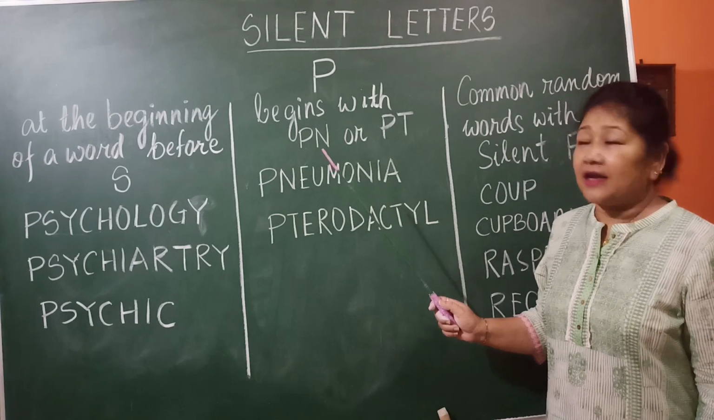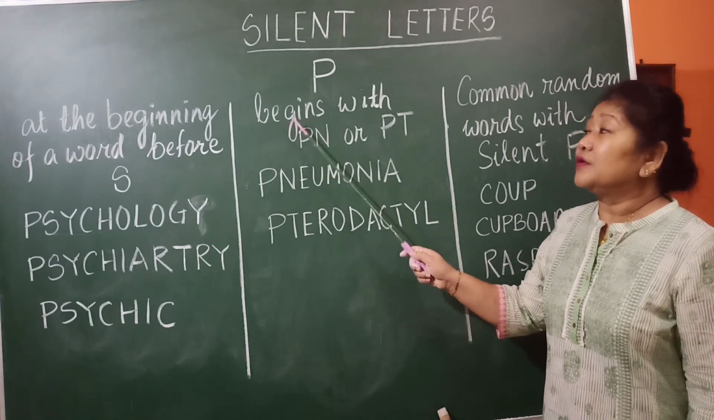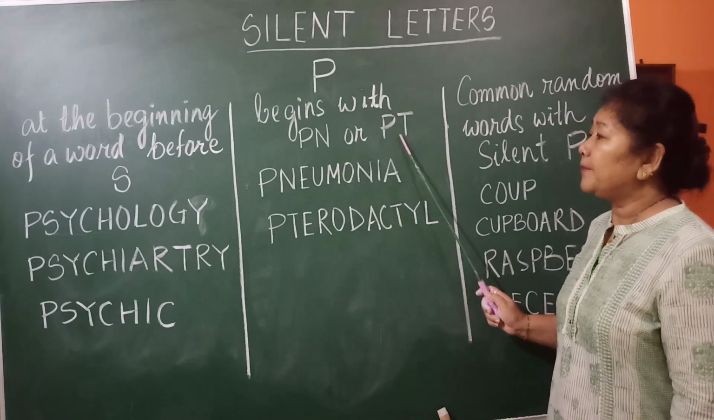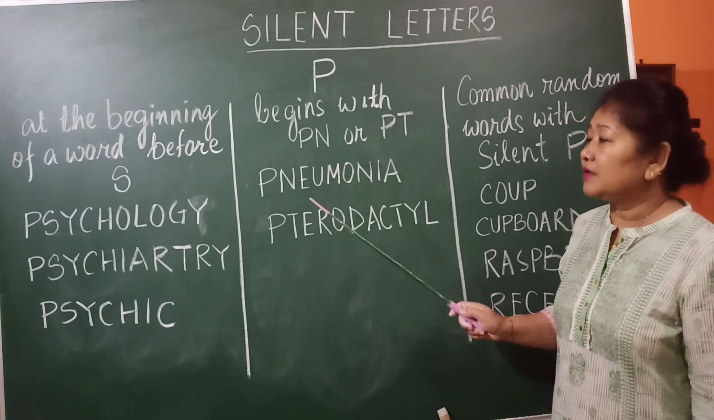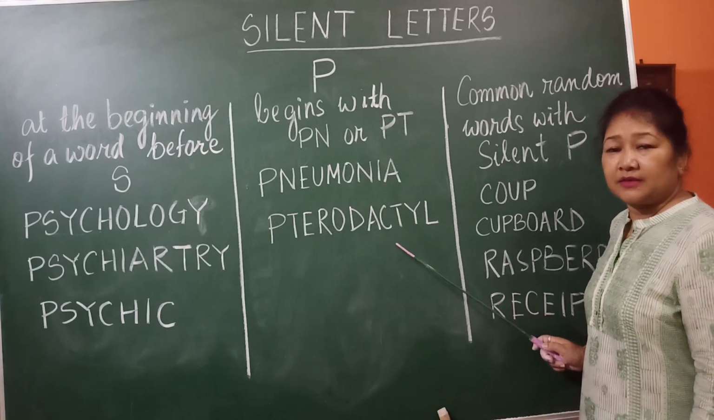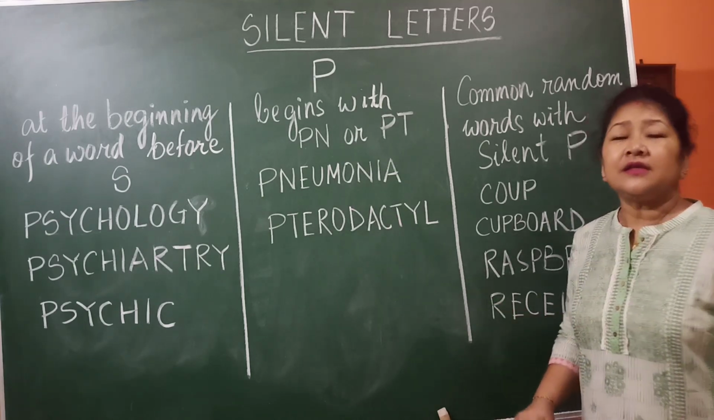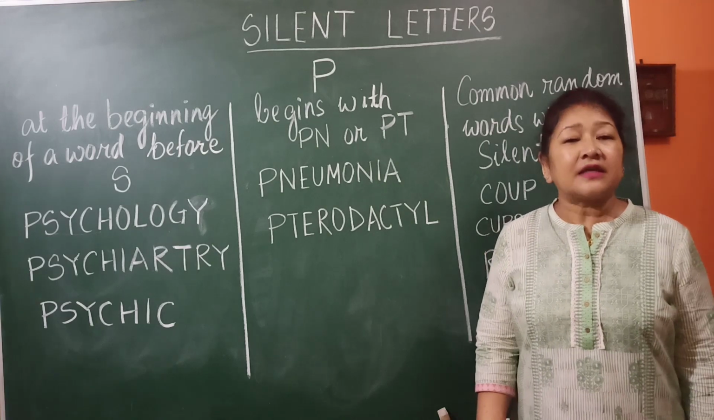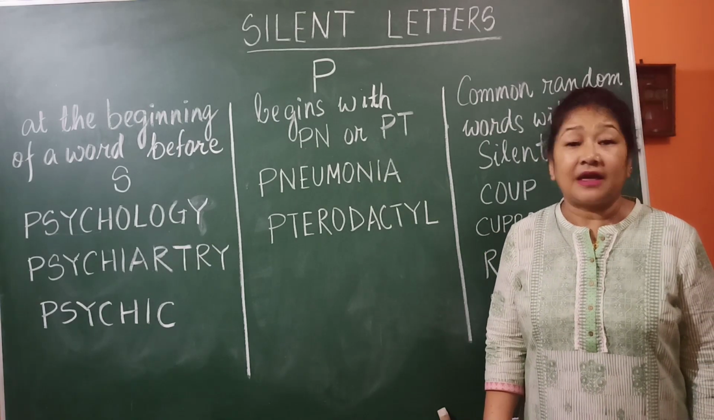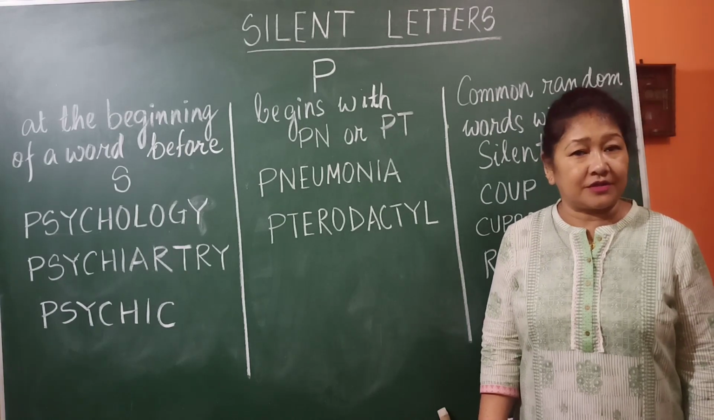P is also silent when the word begins with PN or PT. For example, pneumonia, pterodactyl. Pterodactyl is an extinct flying animal which lived at the time of dinosaurs.